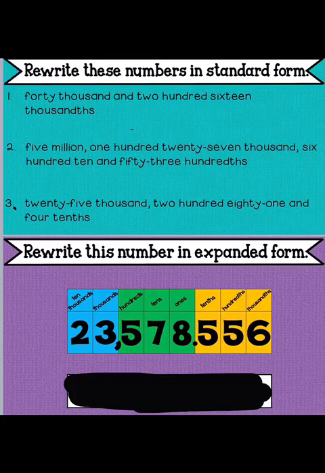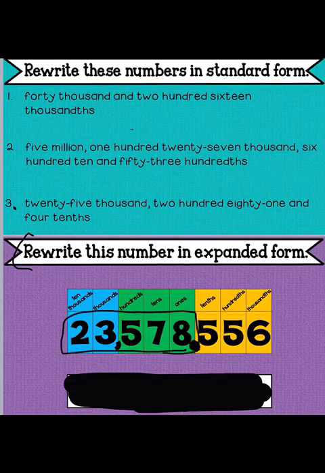Now let's take a look at this number down below. This says rewrite this number in expanded form. It's a pretty big number. First, let's find our decimal. It's right here. So this part of the number is the whole number. This part of the number is part of a number.